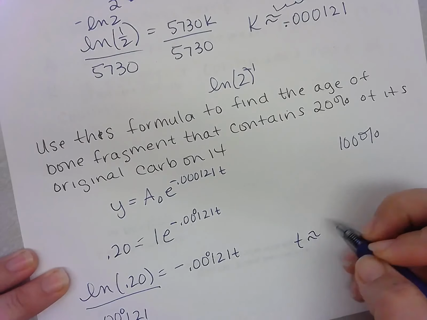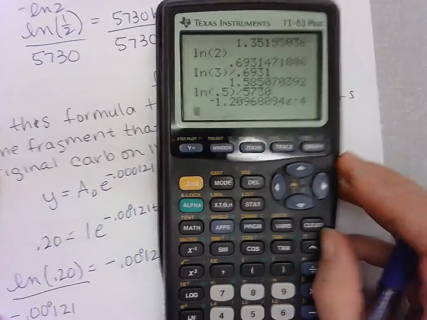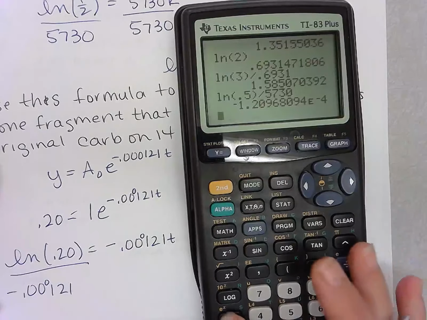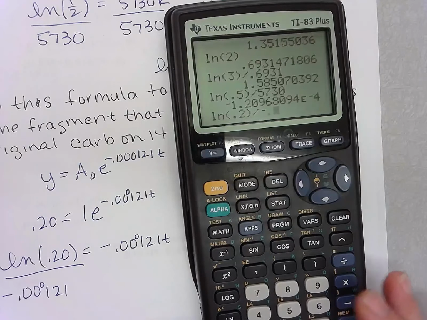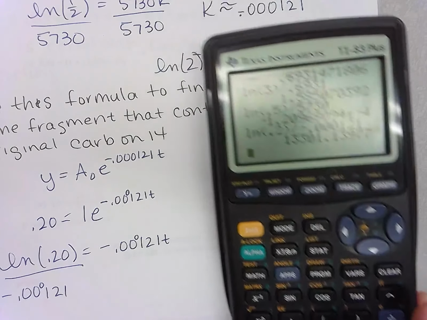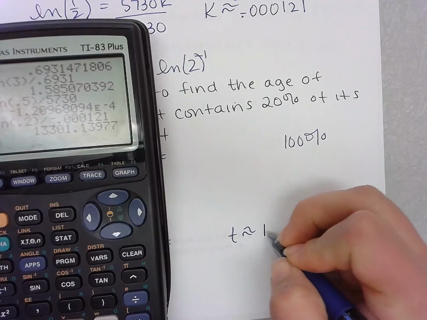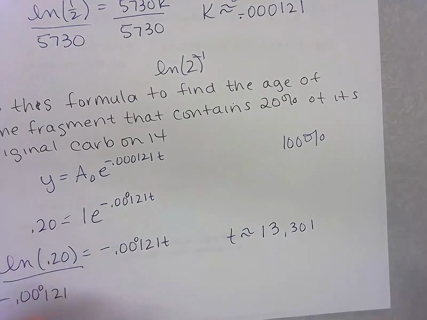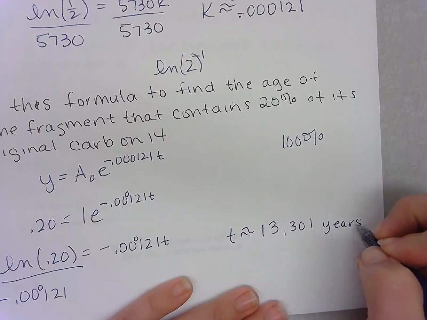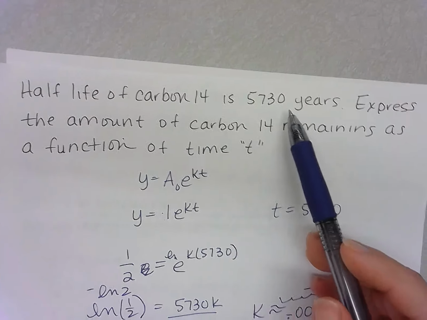So my t will be approximately, let's put this in my handy-dandy graphing calculator. I'm going to put in the natural log of 0.2, close my parentheses, divided by negative 0.000121. We'll round to the next whole number, and that's 13,301, approximately years, because we started out with years up here, since it takes 5,730 years.